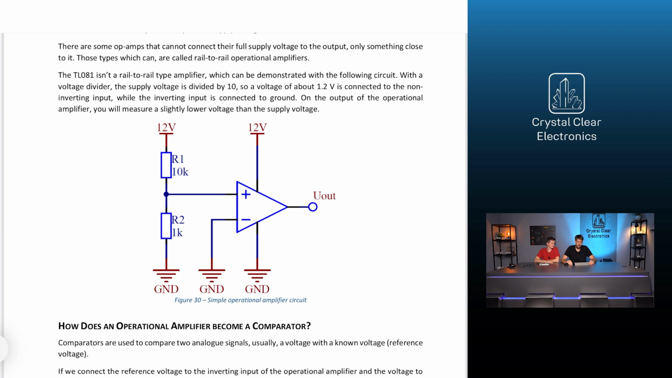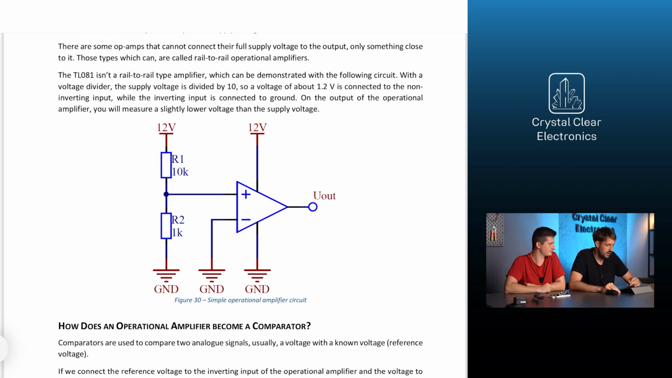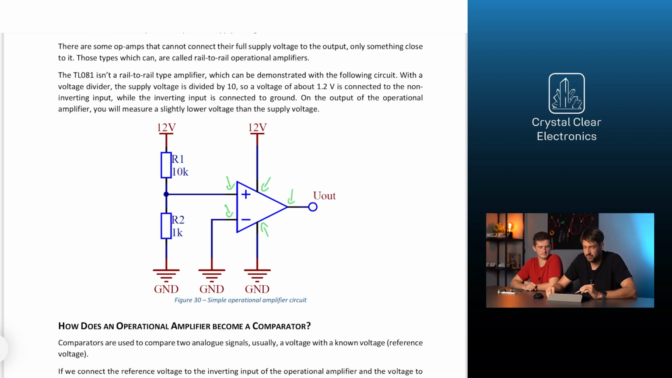The TL081 is not in the official component list, so the following circuit is presented only as a theoretical demonstration of this phenomenon. Here are the inverting and non-inverting inputs, the positive and negative supply voltages, and the output. A resistor divider is used to divide the supply voltage by 11, so we can measure a voltage of around 1.2 volts at the non-inverting input. Then, on the output of the operational amplifier, you can measure a slightly lower voltage than the supply voltage.